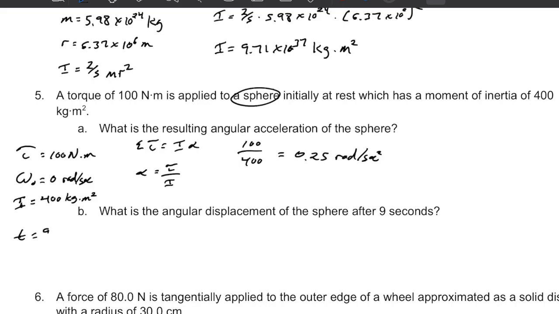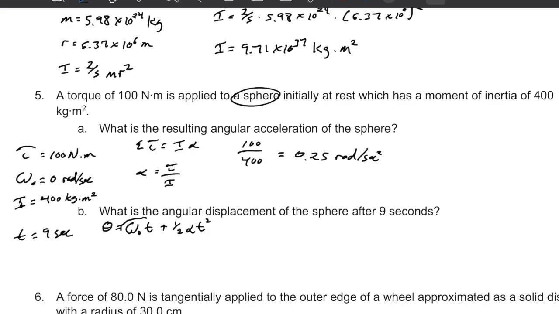So we have a new parameter. Time is 9 seconds. And we're looking for theta. According to the information I have omega naught, I have alpha, I have time, and I'm looking for theta. I'm going to use the rotational kinematic equation of theta is equal to omega naught times time plus 1/2 alpha time squared.